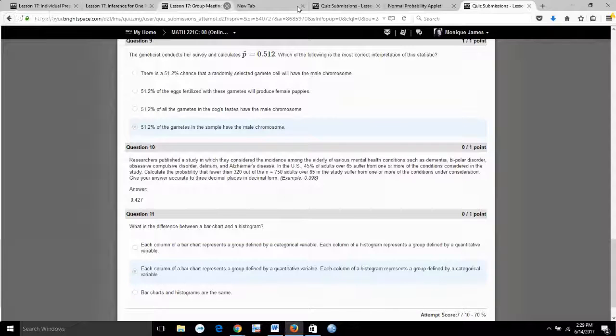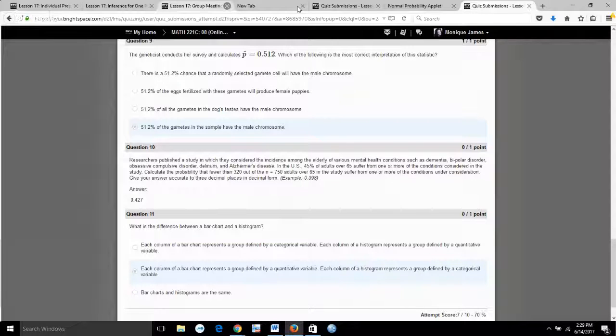Calculate the probability that fewer than 320 out of the sample size of 750 adults over 65 in the study suffer from one or more of the conditions under consideration. Give your answers accurate to 3 decimals. And do you see my quiz right there, number 10? Okay, so you see that.